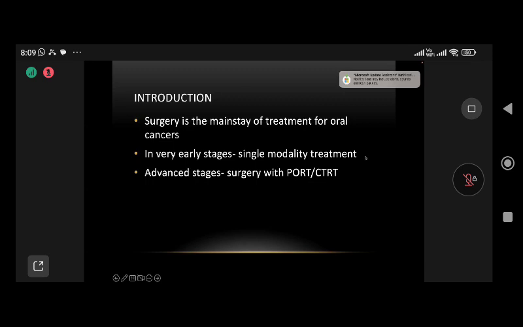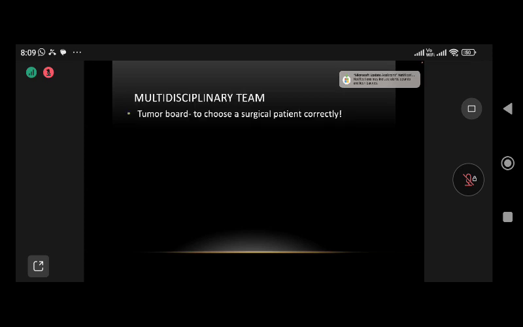Surgery is the mainstay of treatment for oral cancers. In very early stages, it may be treated as a single modality treatment, but in advanced stages, and most of our patients do present in advanced stages, surgery generally is combined with chemotherapy or radiation or a combination of two. But without doubt, surgery remains the mainstay of treatment.